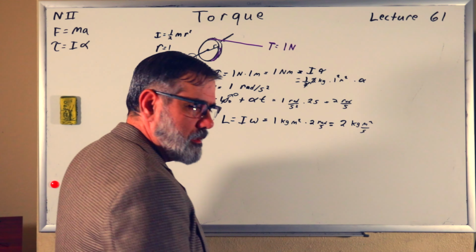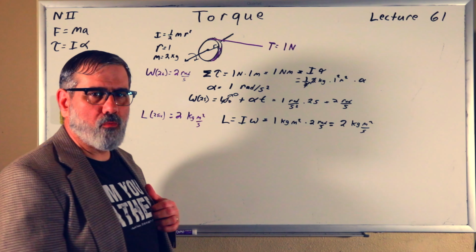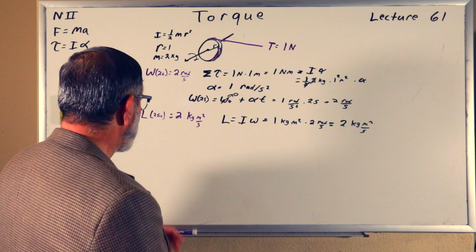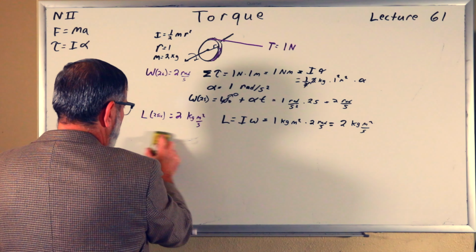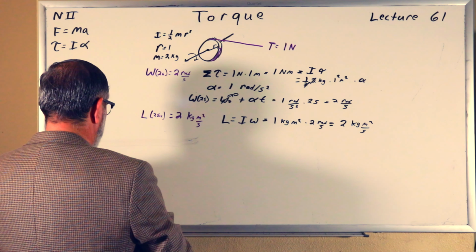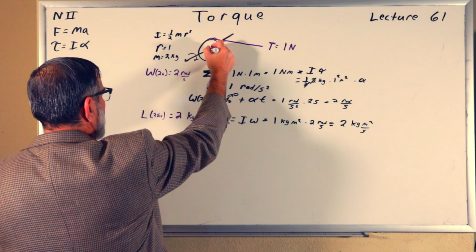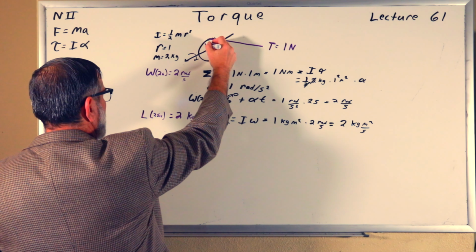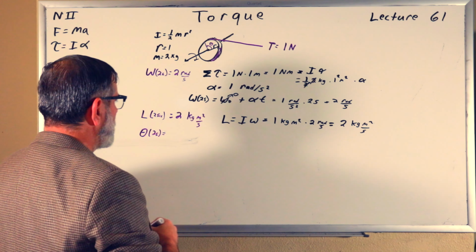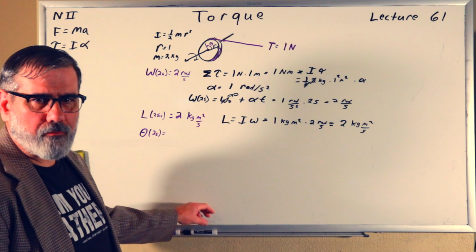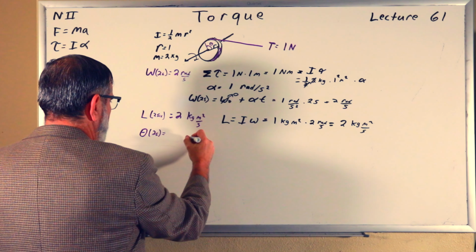I know the units are kind of wonky, but another question we might ask is, how far does this rotate in these 2 seconds? That's another kinematic equation. That's asking, what is theta, the angle that it's rotated? It's going to rotate some angle theta in this time. Theta after 2 seconds, what's that equal to? We want to know what theta is after 2 seconds. That's how far it's rotated.